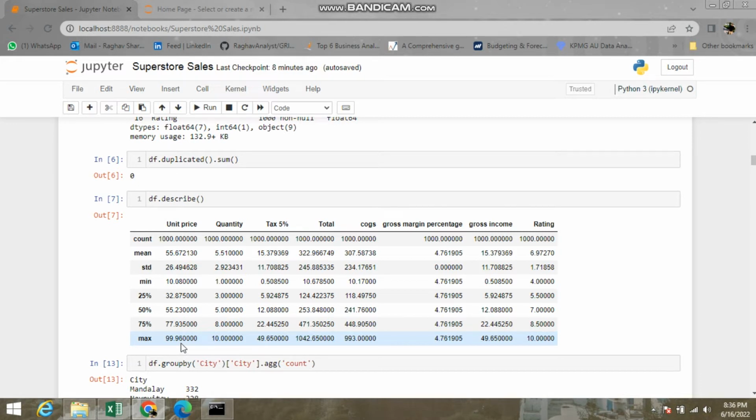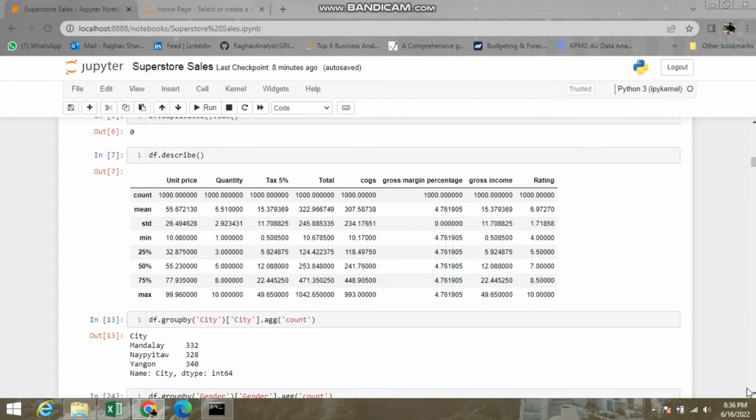So from there only we get to know whether we have any outlier in the data set or not. Next, I wanted to see how many entries each city has in the data set. I came to know that Yangon has the maximum in the 1,000 rows that I have. If you count the whole, you'll get the 1,000 rows. So amongst them, Yangon is the highest.